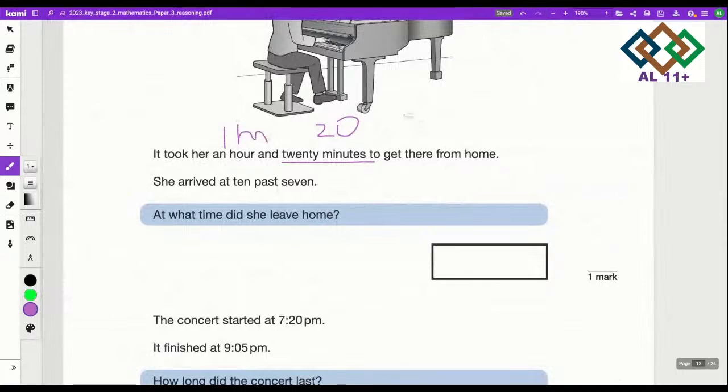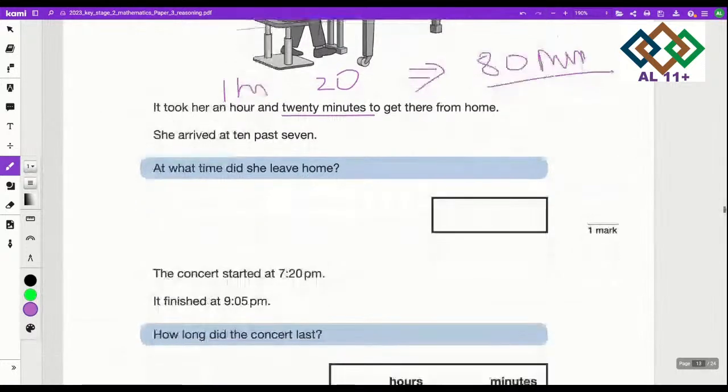20 minutes. 1 hour is 60 minutes, and plus 20 is 80 minutes, basically. She arrived at 10 past 7. At what time did she leave home? So, what do you think? What time did she leave home?